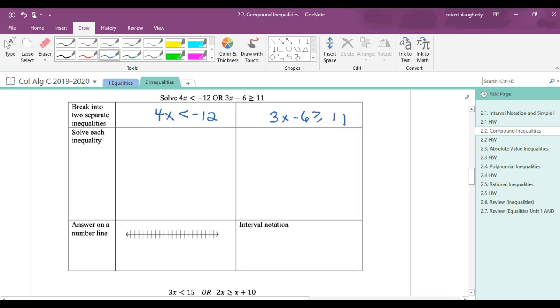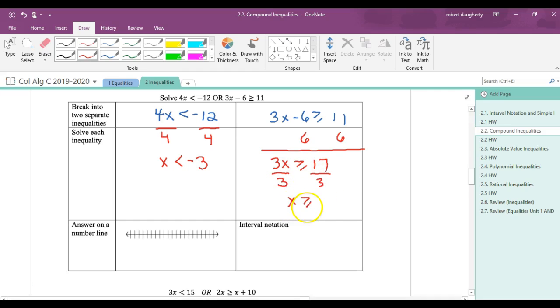The first one, I divide both sides by what? Divide by 4. X is less than -3. To solve the next one, what do I do? Yeah, add 6 to both sides, and you get 3x greater than or equal to 17. And then I do what? Divide by 3, and I get x is greater than or equal to 17/3. Okay?